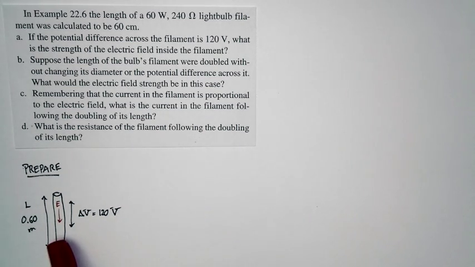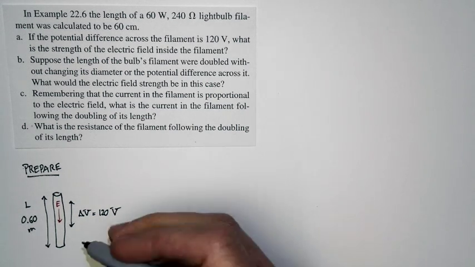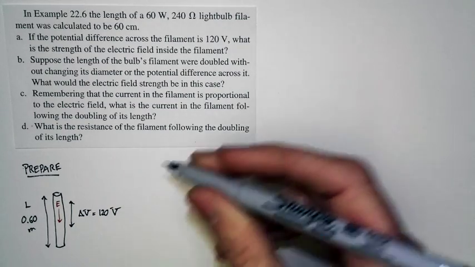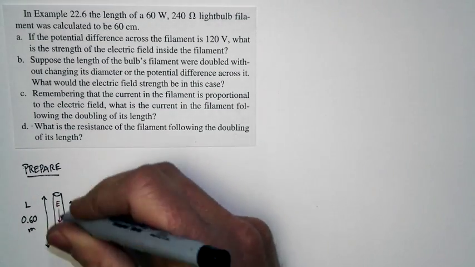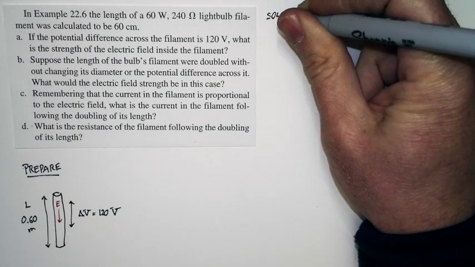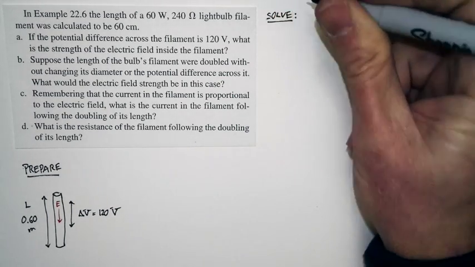And if we have a stronger electric field, it's not a surprise to say that we're going to have more charges in motion, and so we're going to have a higher current. Now, with this picture in mind, let's just cut to the chase and think about our solutions. Okay, so we're going to do some solving.